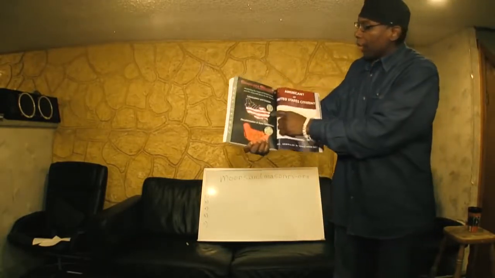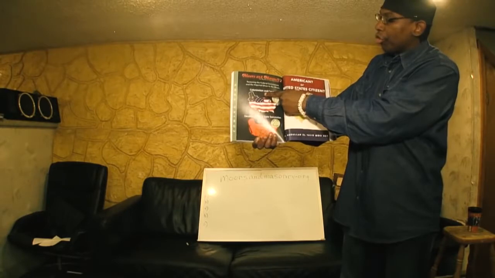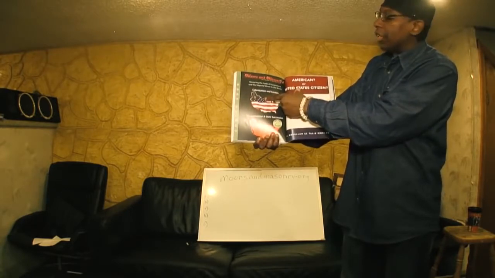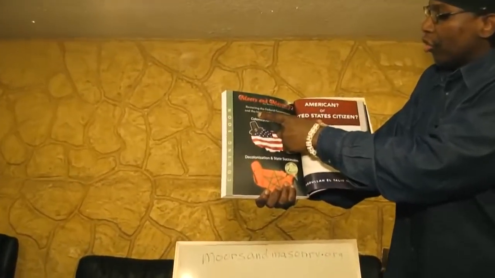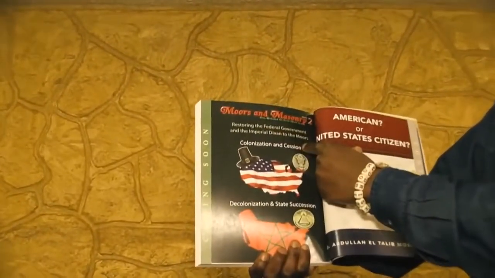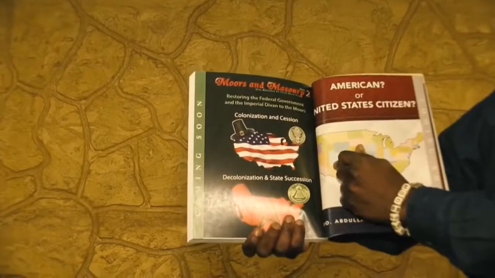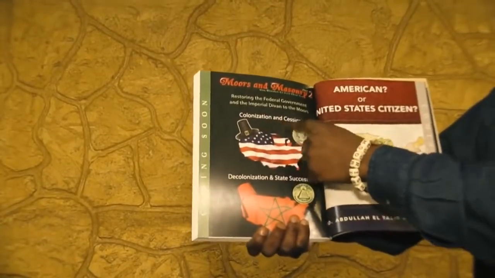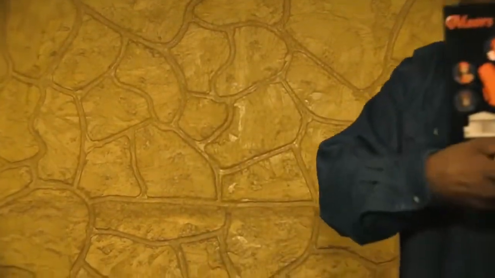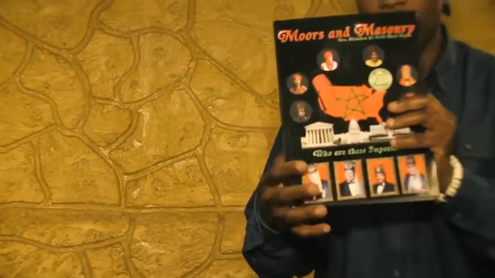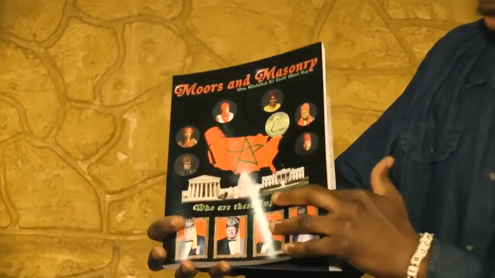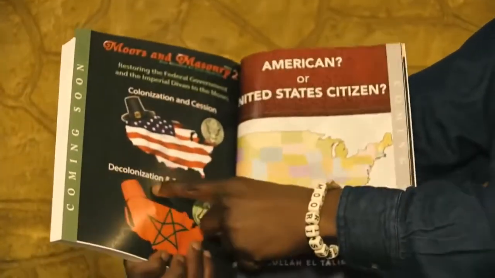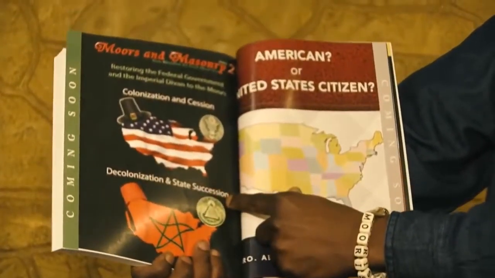Now, this book, Moors and Masonry, Part 2, I'm looking to put out in the fall of this year. Restoration: restoring the federal government and the Imperial Divan to the Moors, decolonization and secession. On the front cover, this represents denationalization and state cession.